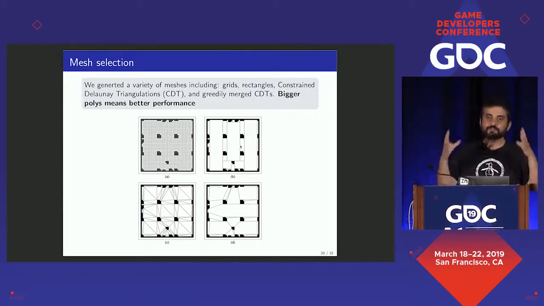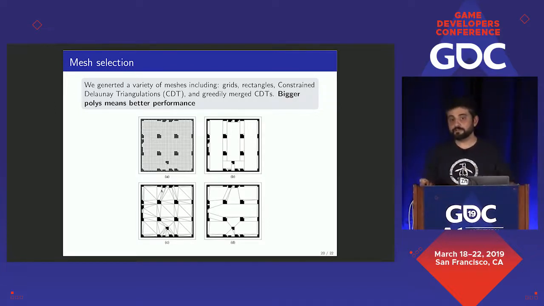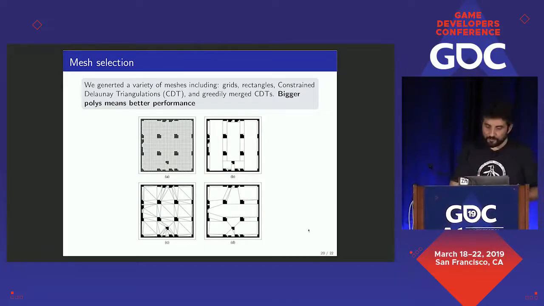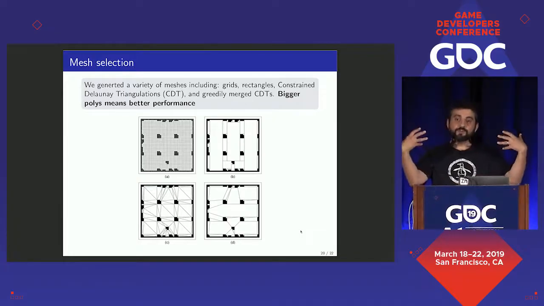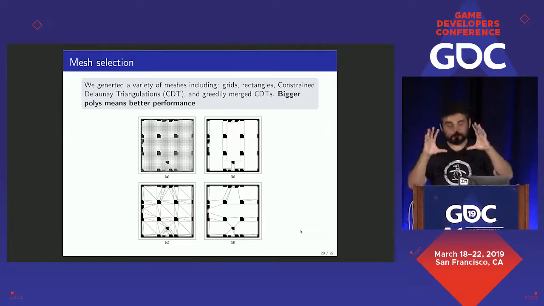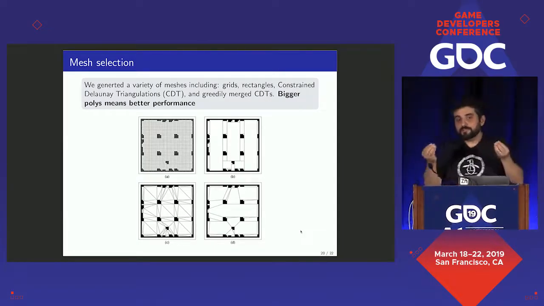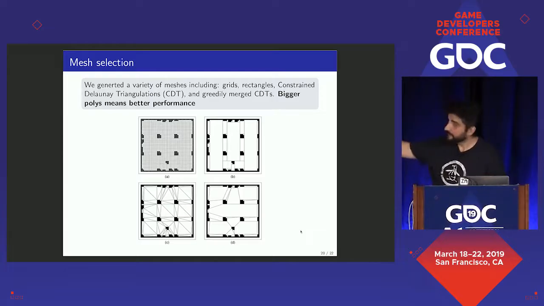So here we just tried to build the biggest rectangles that we possibly could, okay? And we did this greedily. Figure C is a constrained Delaunay triangulation that we computed with Fade2D. And this comes directly out of that particular tool. And then figure D in the bottom right is the result of trying to merge those triangles together to get bigger polygons, okay?